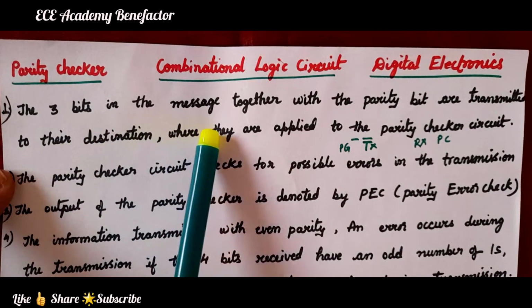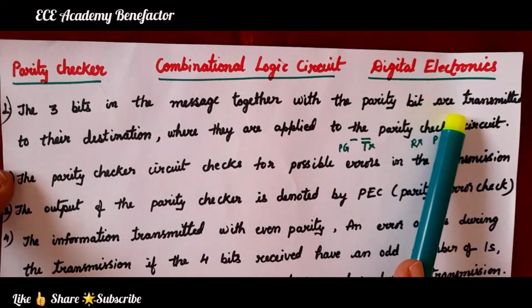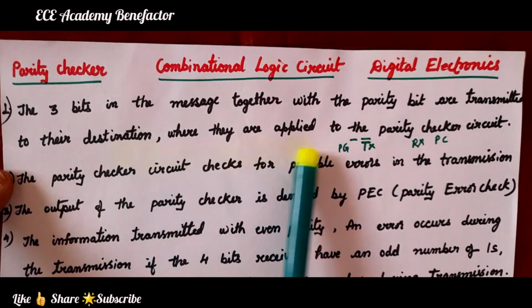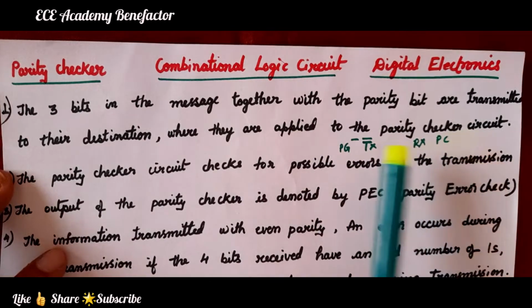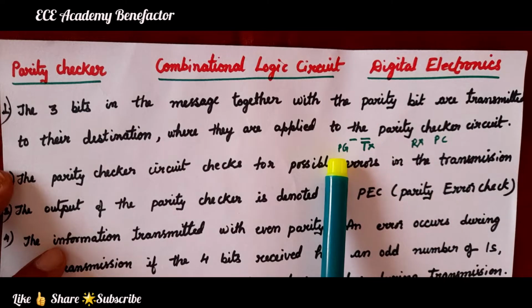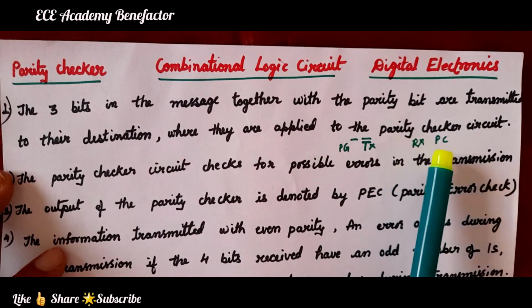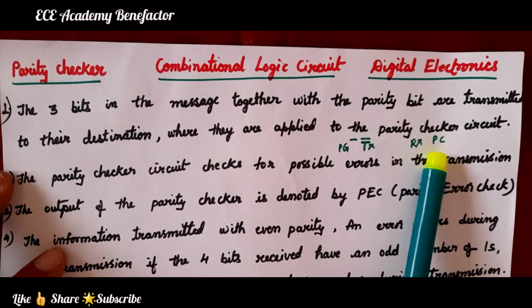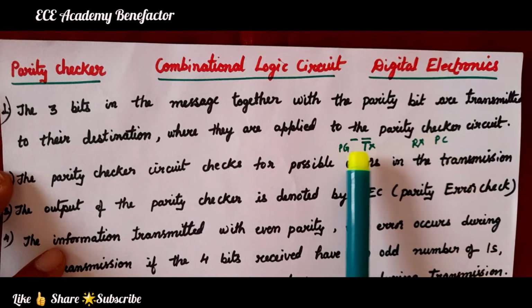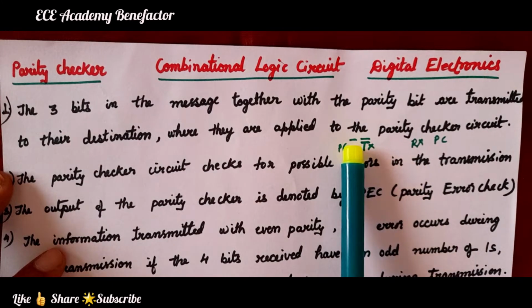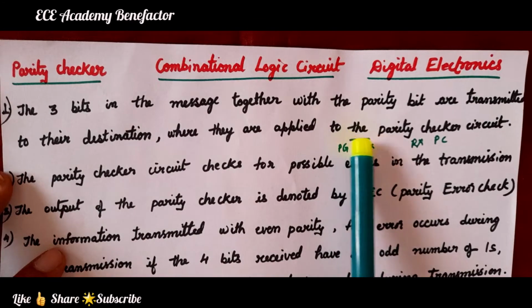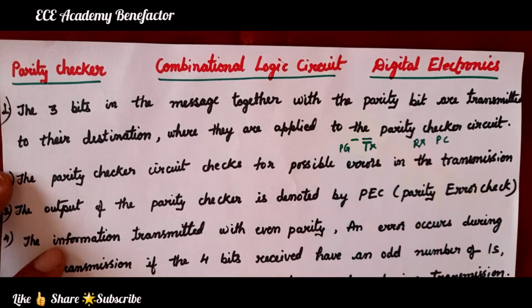The three bits in the message together with the parity bit are transmitted to the destination where they are applied to the parity checker circuit. In the previous class we have seen at the transmitter we are having a parity generator, at the receiver side we are having a parity checker circuit to check if any error is there in the transmitted binary message. What is parity generator doing? Along with this binary message, it is generating one extra bit to make the number of ones either even or odd, depending on the even parity or odd parity generator.